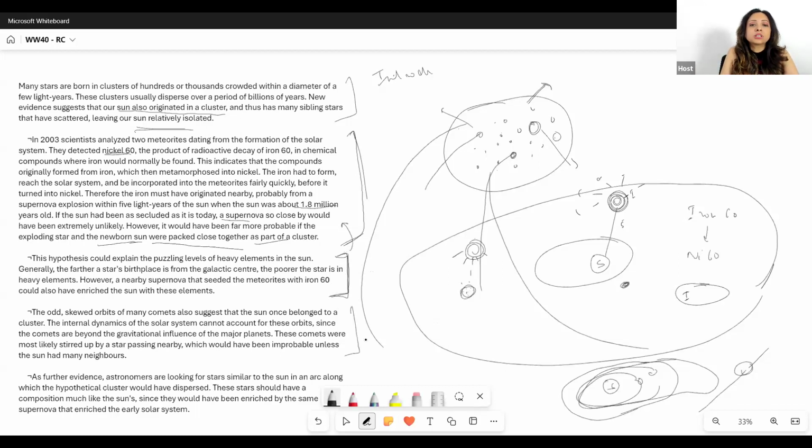Here it tells us about the comets, how the very skewed and odd orbit of the comets also suggests that there were stars close by. So again, this is giving support to the hypothesis that the sun originated in a cluster. And finally, in the last paragraph, the author mentions that astronomers are now trying to find further evidence of this, right? So this is what the passage tells us.